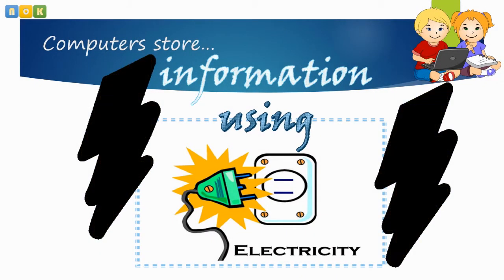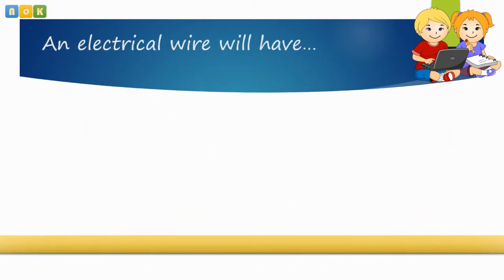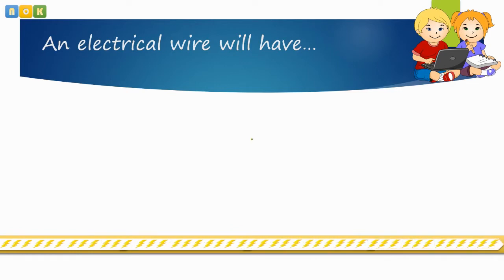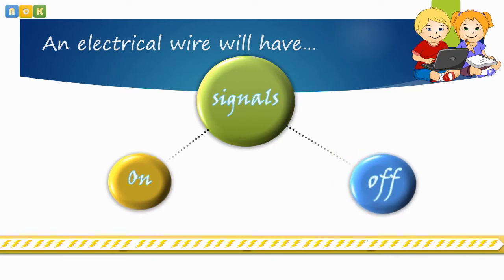What's the first thing you do when you want to use a computer? You switch it on, right? Basically, we use electricity to power it. And it is the same electricity that is used by computers to store information. Take one electrical wire. When current passes through this wire, it has the possibility of signaling only one of two things, on or off. This is 1 or 0 in computers.